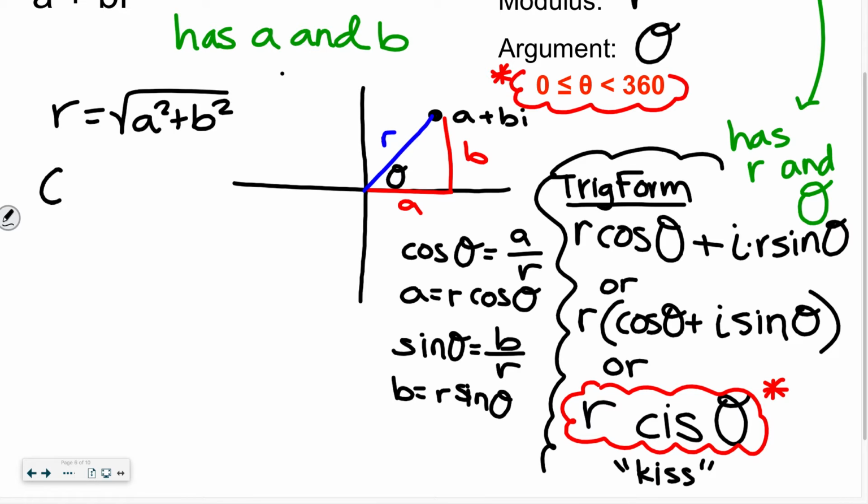And how would you find theta if you knew A and B? Tangent of B over A. The tangent of theta would be equal to B over A, opposite over adjacent, and then to solve for theta, you would do the inverse tangent. This looks like direction angle of a vector.